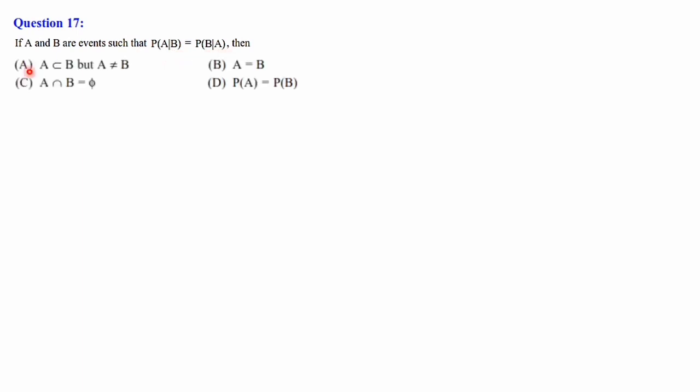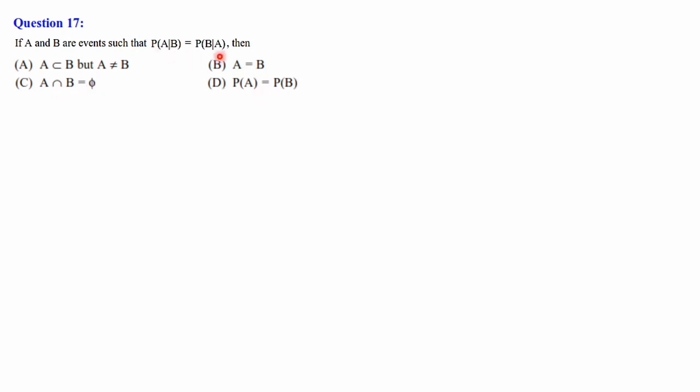Next we shall discuss question number 17. The question is, if A and B are events such that P of A given B is equal to P of B given A, then first option, A is a subset of B but A not equal to B. Second option, A equal to B. Third option, A intersection B is equal to empty set. And fourth option, P of A is equal to P of B.